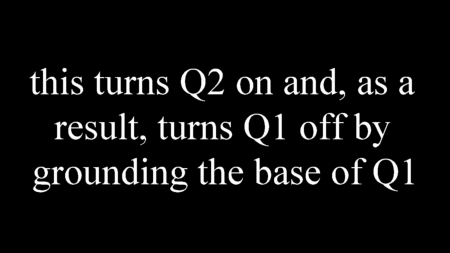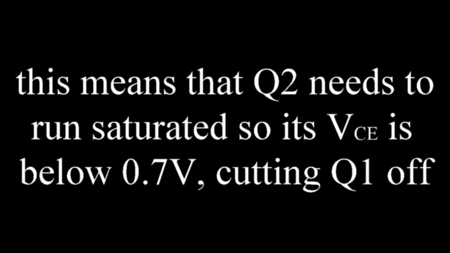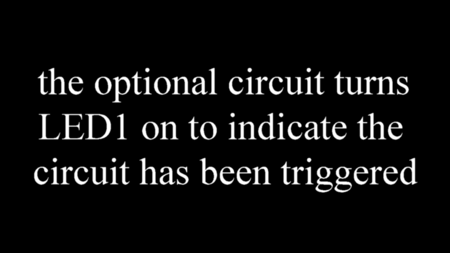This turns Q2 on and, as a result, turns Q1 off by grounding the base of Q1. This means that Q2 needs to run saturated, so its VCE is below 0.7 volts, cutting Q1 off. The optional circuit turns LED 1 on to indicate the circuit has been triggered.